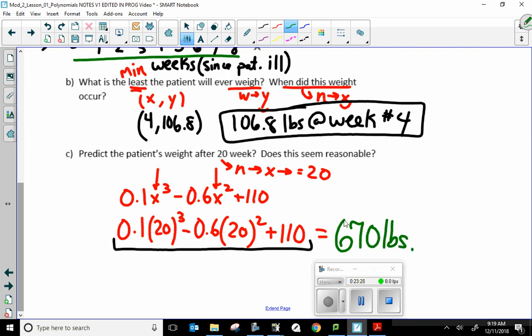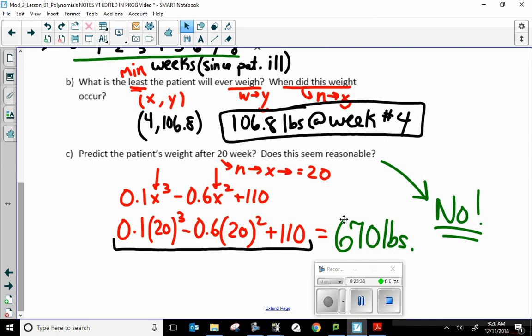Doesn't seem reasonable. Heck to the no. No, it doesn't seem reasonable. 670 pounds? I had kids in class, I kid you not, say, what about my so-called 600-pound life? I'm like, stop that. Because those people have a show because that's rare. That is not the norm.